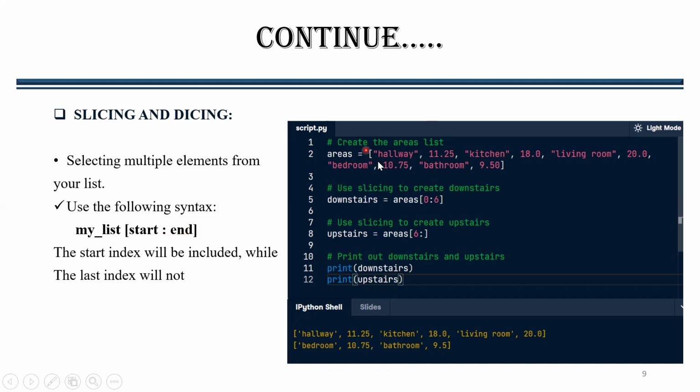Start will be the zero indexing point. We will put 0 here, and the end point will be another index point, and it will not be included in the result. As we can see, hallway is 0 index, 1, 2, 3, 4, 5, and bedroom is 6. So when we place the value for the last index, the result will show that the bedroom, which is the 6th index, is not included in the list. So in this way, we can slice the list according to our own needs.